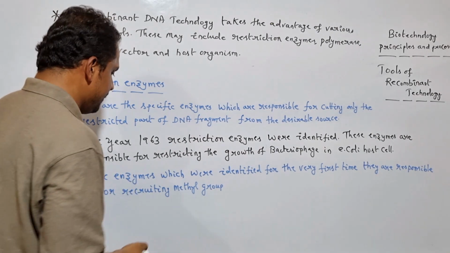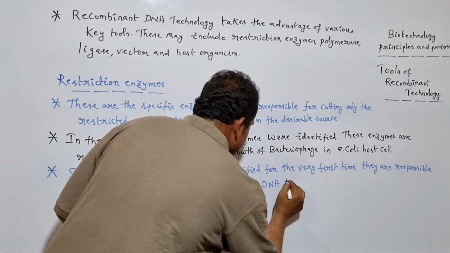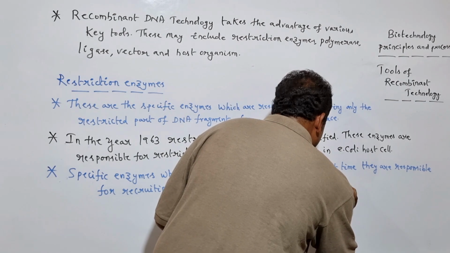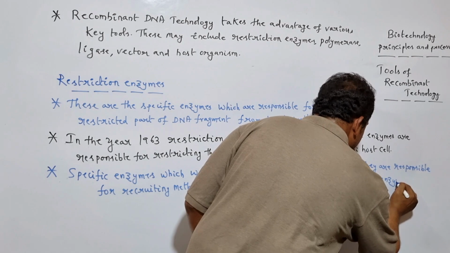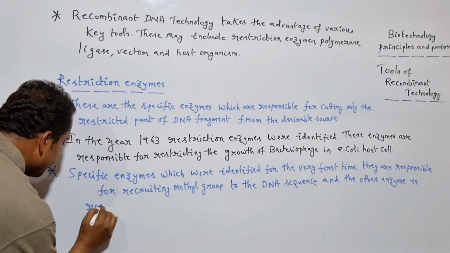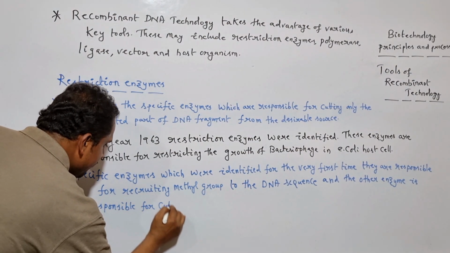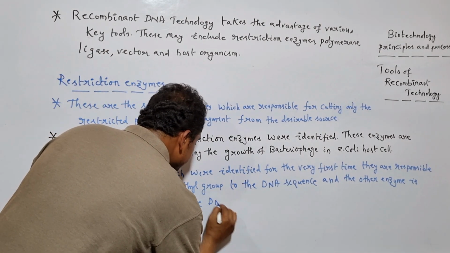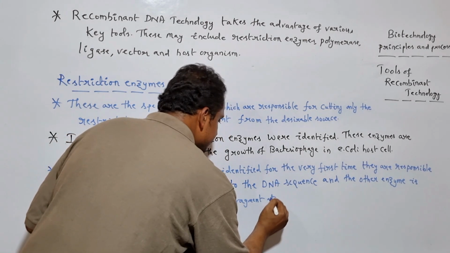Is it clear? Methyl group to the DNA sequence. And the other enzyme is responsible for cutting the DNA fragment at specific site.